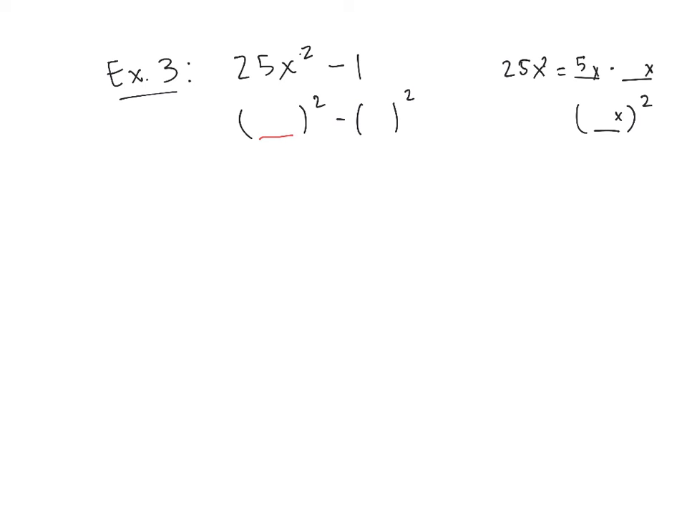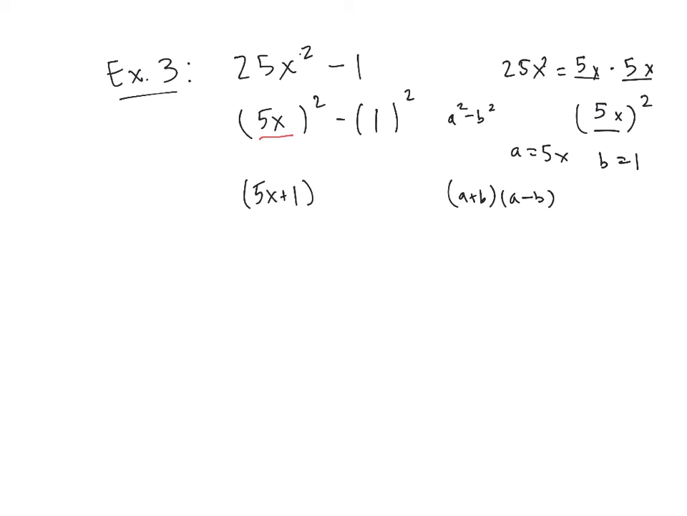Yeah, it'd be 5x, right? Because 5x times 5x is going to make 25x squared, so 5x squared. And then 1 is just 1 times 1, so I can write 1 squared is the same as 1. So I kind of know now that my a is going to be 5x and my b is 1. So I have a squared minus b squared here, and I'm going to rewrite it as a plus b times a minus b. So I can write it as 5x plus 1 times 5x minus 1, as my difference of two squares here.